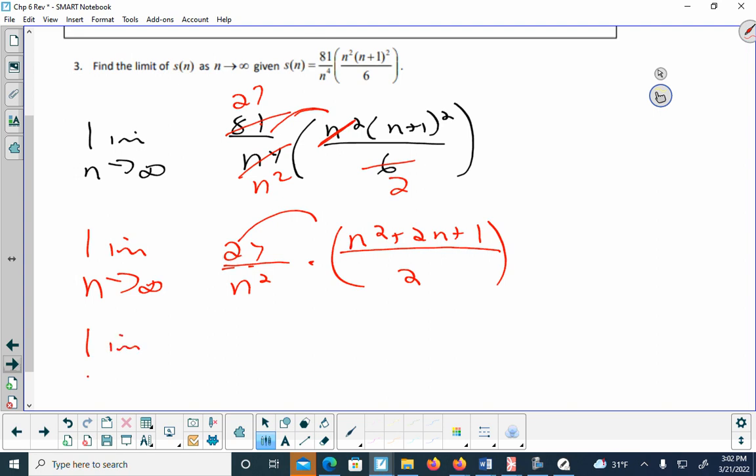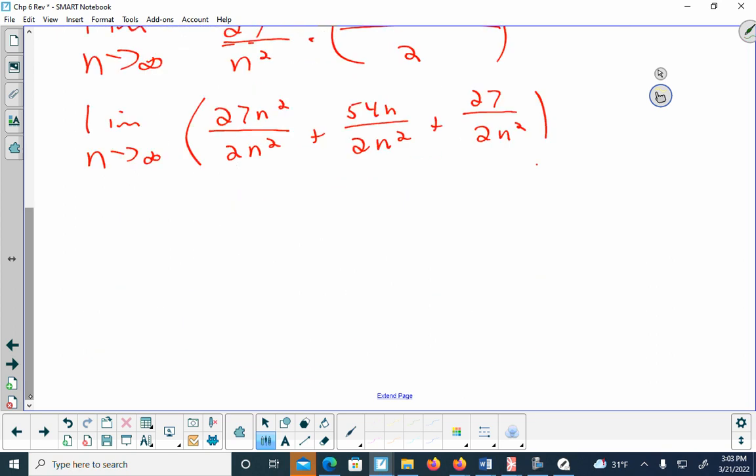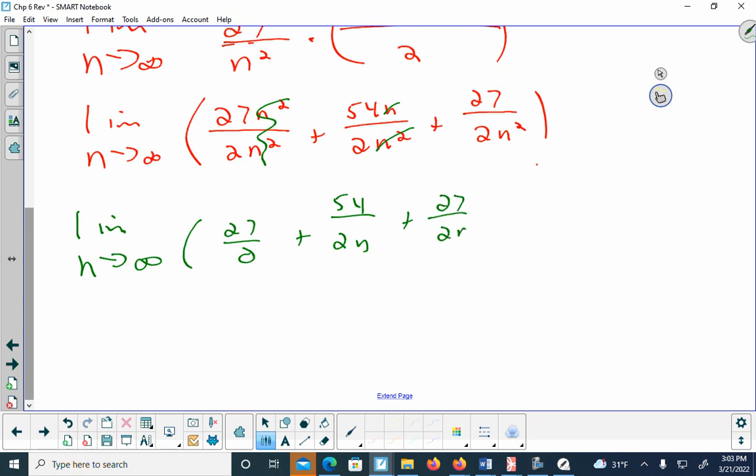So we have 27 n squared over 2n squared plus 54n over 2n squared plus 27 over 2n squared. Here, the n squared simplifies, and I'm going to have 27 over 2. Here, 1 n will simplify, so I'll have 54 over 2n. Here, nothing will simplify, so 27 over 2n squared.